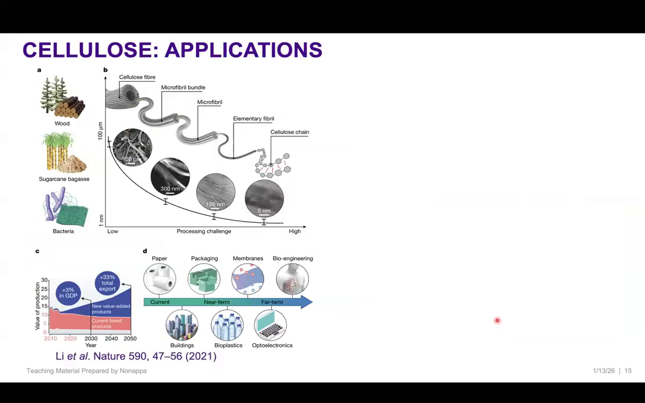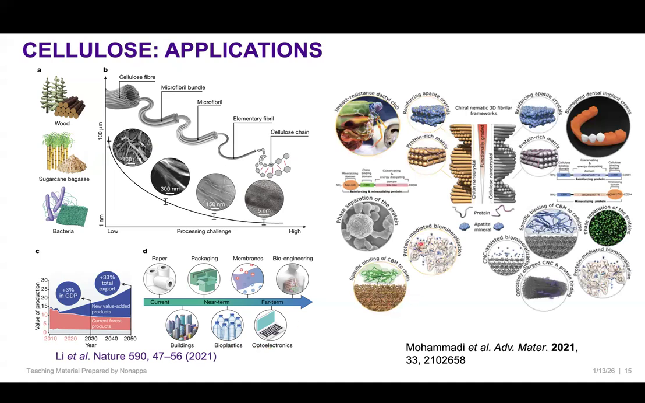So here's a beautiful review that shows the evolution of cellulose-based materials from timber, paper, packaging, membranes, and bioengineering, to future applications such as bioplastics and bio-based optoelectronics. Here is another example where we combine, on the left side, a genetically engineered protein with cellulose nanocrystals to make a strong and tough material, such as dental implant structures. So that is the beauty of cellulose, where applications are emerging all the time.